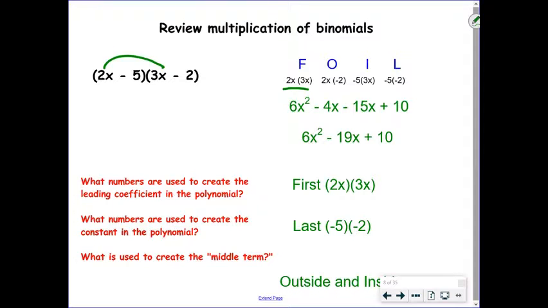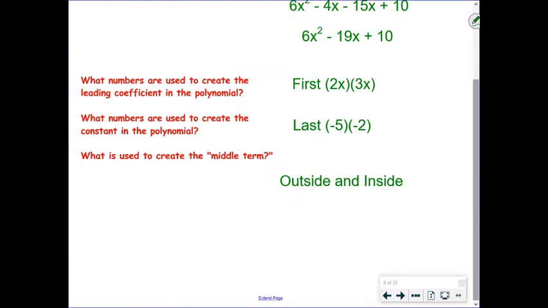And then we have, okay, what numbers created our first terms, right? 2x and 3x. The ones that we're going to be looking at today are going to be much more difficult than the ones we looked at last class. For this reason, we're going to have a number other than 1 in front of x squared here.